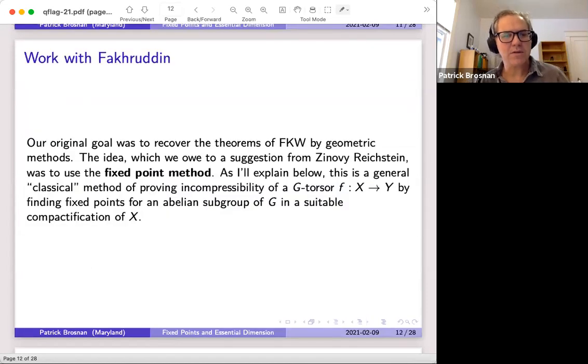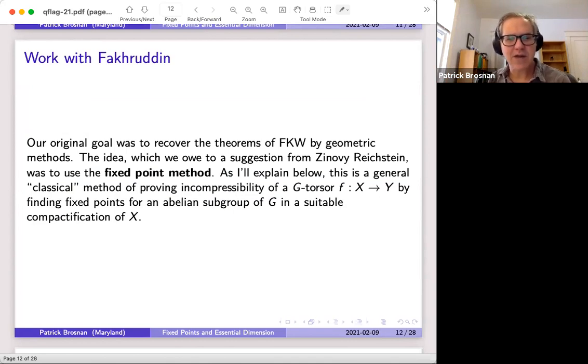Okay, so now here's the description of my work with Fakhruddin. Our goal really started with a suggestion of Zinovi. Zinovi suggested that it might be possible to recover the theorems of FKW by geometric methods using this thing called the fixed point method, which I'll explain below.